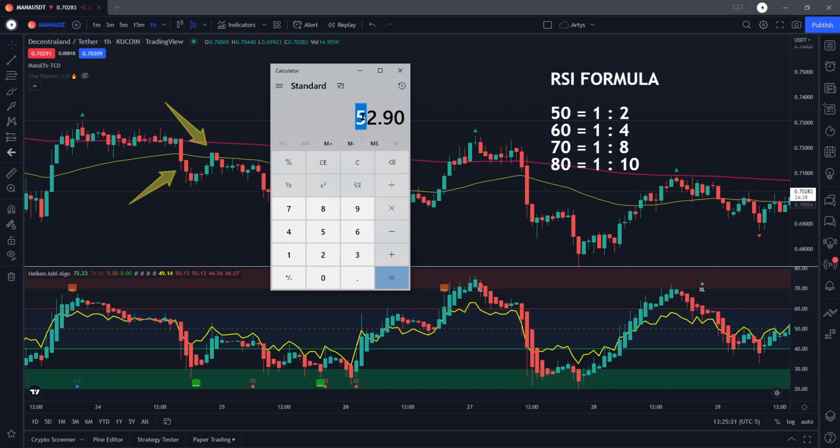The first number turns into your ratio. Your ratio, you're in the 50s. Your ratio is 1 to 2, okay? 1 to 2 point what?